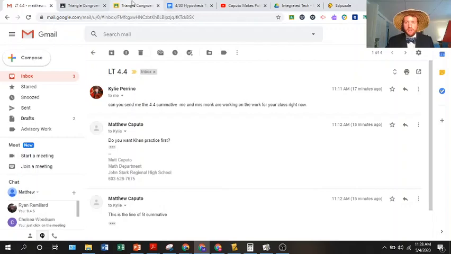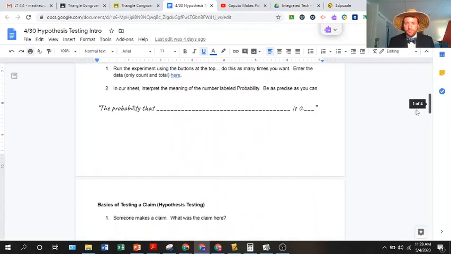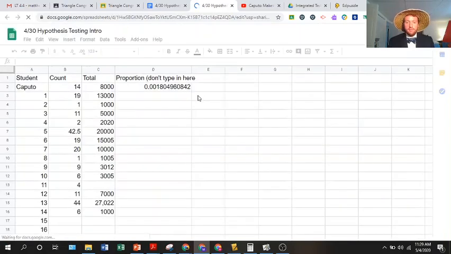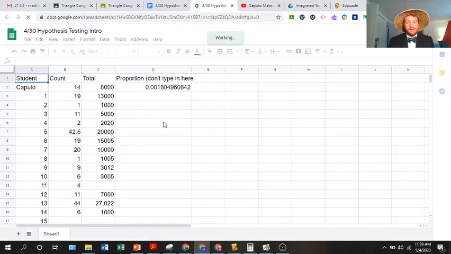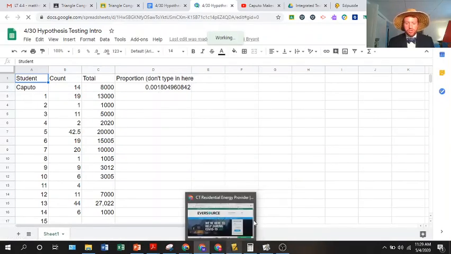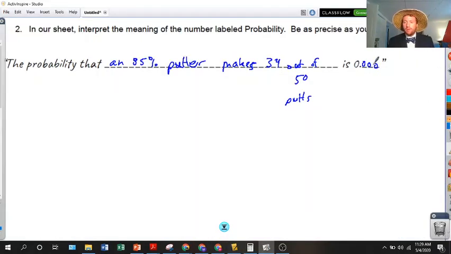Let's see, can I go find it? If I was prepared, I'd already have it out. Well, there's the document. Wow, so this was experimental, 0.001. I will show you later what the actual answer is. But the sheet said 0.0018. This is crazy small. The probability that an 85% putter makes 34 out of 50 is crazy, crazy small.